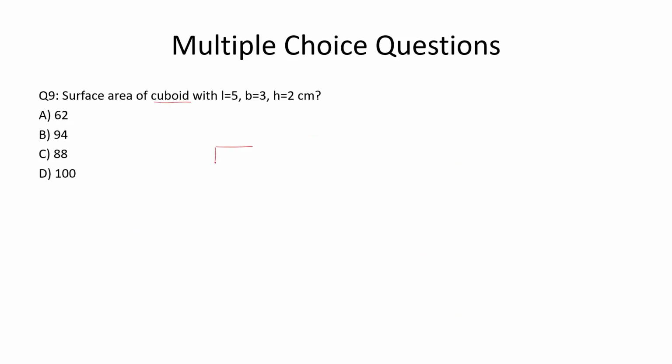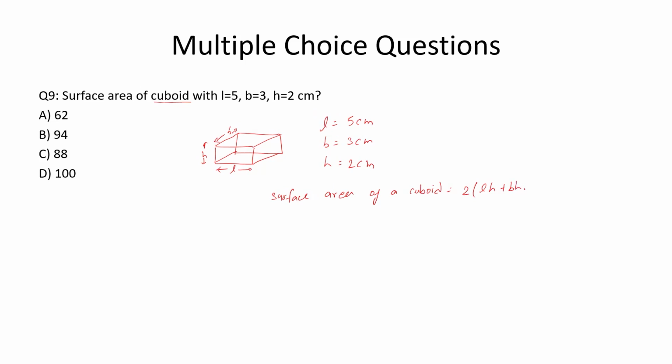Next is surface area of cuboid. Remember, cuboid is again a cube type of shape, but where all sides are different. Remember? So we used to denote L like this. H is the height, width is this distance. So L is 5 centimeter, B is given to be 3 centimeter, H is given to be 2 centimeter. Now you have to compute surface area. Remember the formula? Surface area of a cuboid. It is 2 into L into H, B into H, and I guess B into L.